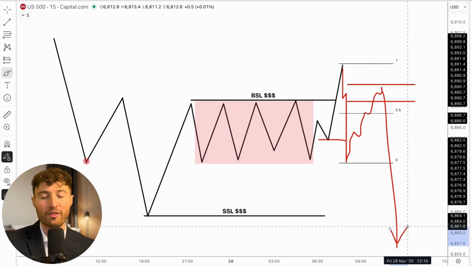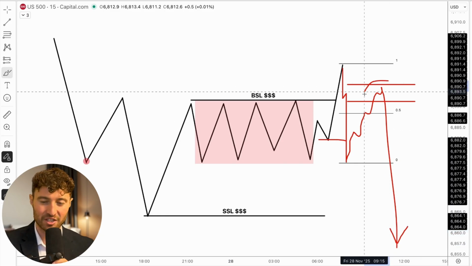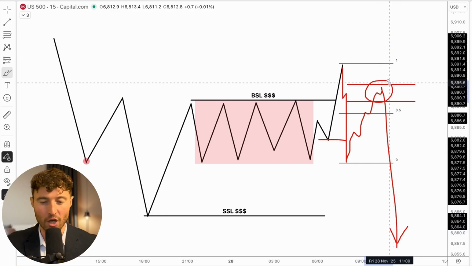The problem with this one is that you don't always get this retracement. You're not always going to get price coming back into discount and giving you that second opportunity. And you need to make sure that everything is as systematic as possible when you're testing your system.